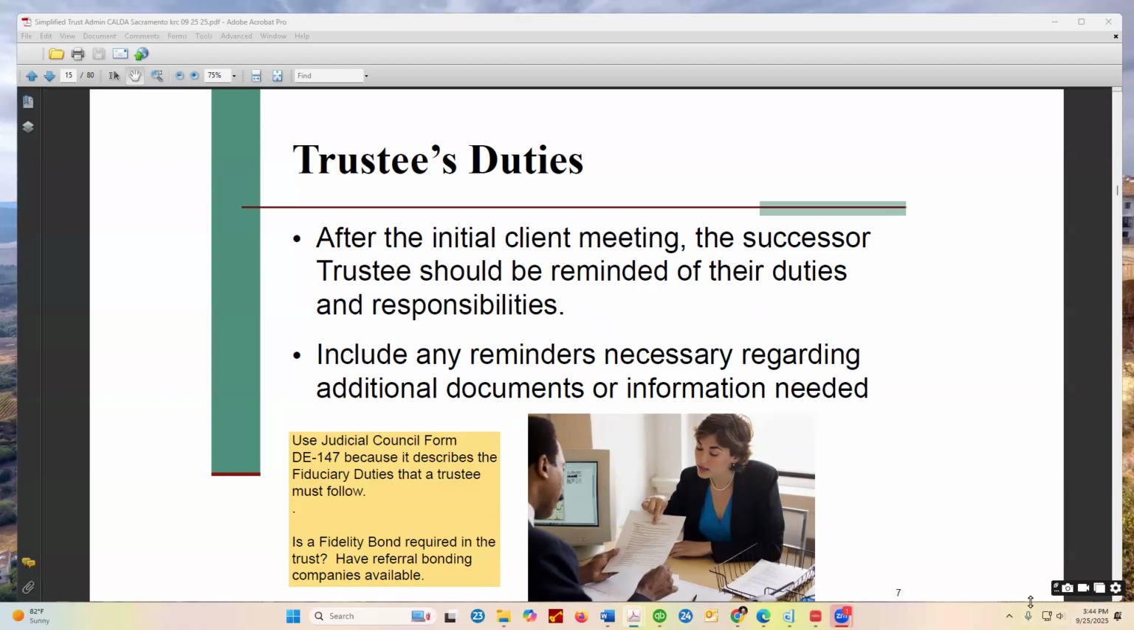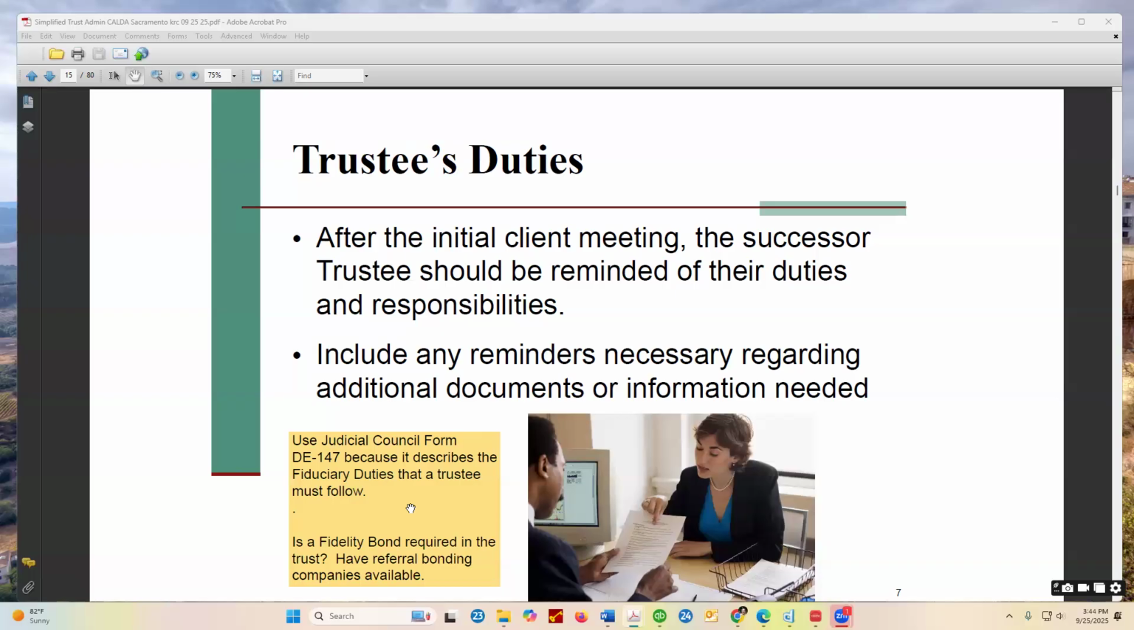Okay, so as a trustee, you should be aware of your fiduciary duties because you're acting kind of like a bank. There's this form DE 147 that has some of the duties and liabilities of a personal representative. It's required for probate. It's optional for trust, but it does give some idea to the trustee or executor what their responsibilities are, such as you cannot commingle assets.